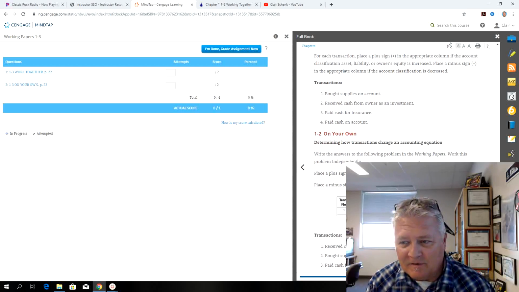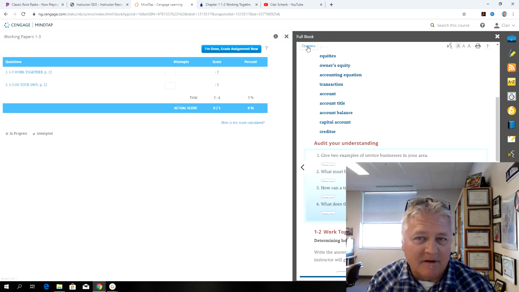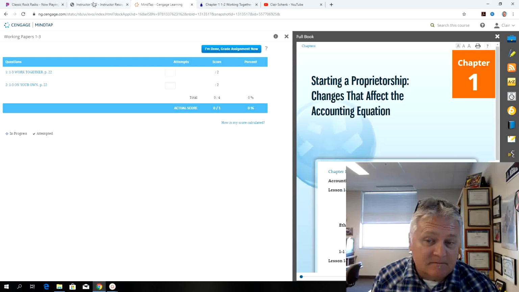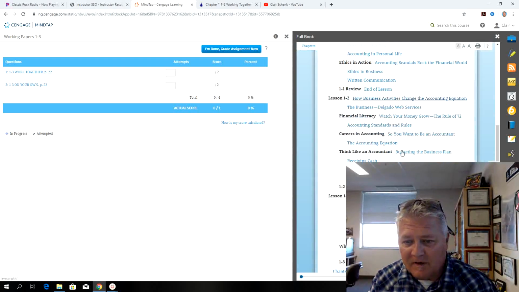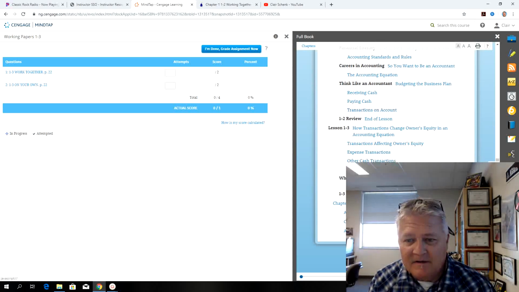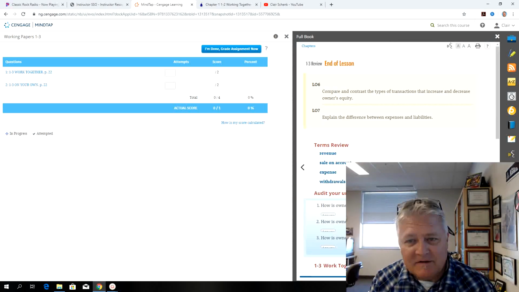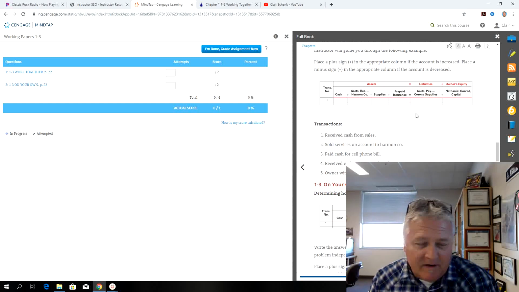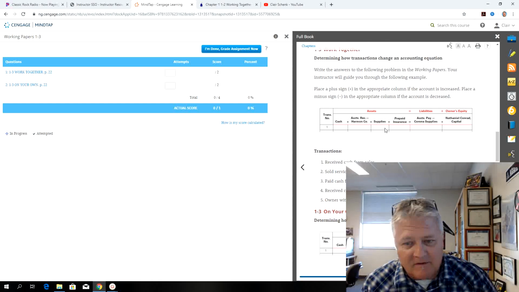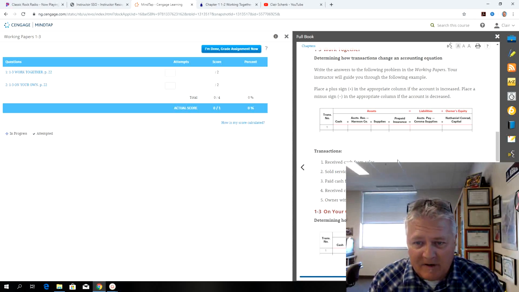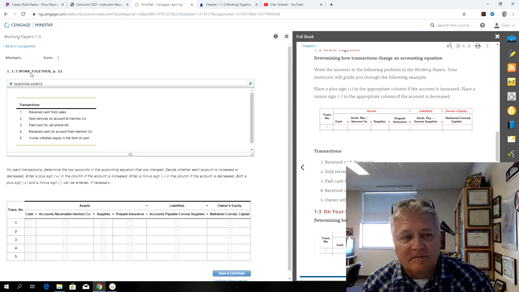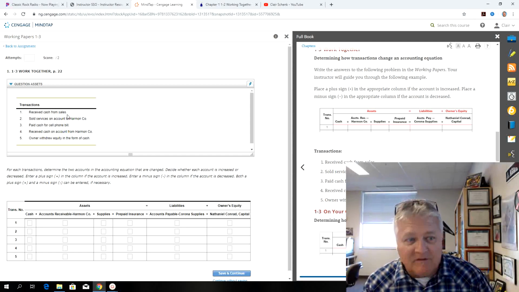And of course this will change here, so we can go back up to the chapters. Remember, we're still in chapter 1, and it's Working Together 1-3. So the end of the lesson type stuff. And here's the information there. And our accounting equation is still there. Assets equal liabilities plus owner's equity. This part you're going to do together. So let me click and open this up so we can do this together as a class.